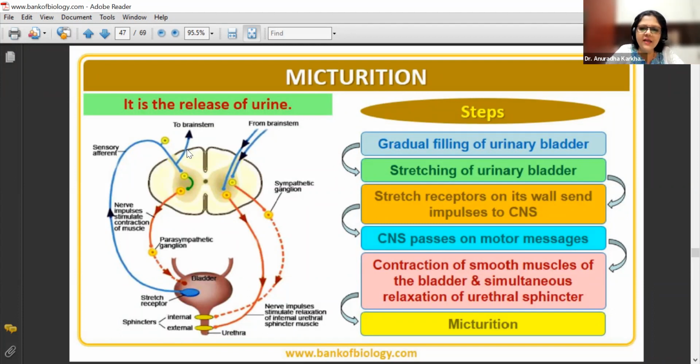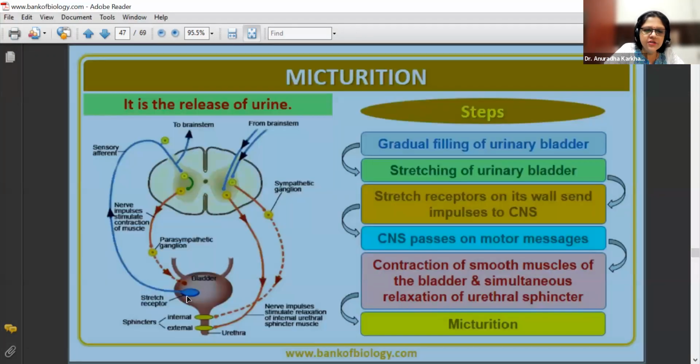If you look at this diagram, you will come to know that this is the urinary bladder, which is getting full because the ureters are bringing the urine continuously. The stretch receptors are going to be over here, which will send the nerve impulse to stimulate the contraction of the smooth muscles. So the stretch receptors send the signal to the brain that the bladder is getting full.